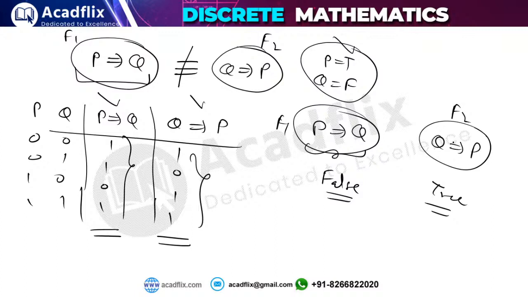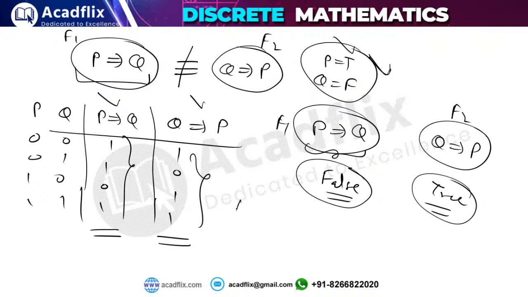This we have seen yesterday. Whenever the LHS of the implication is false, then the complete implication becomes true. This we have already seen yesterday. So you can see in this situation, formula F1 is false, formula F2 is true. So we can say that they are not equivalent.